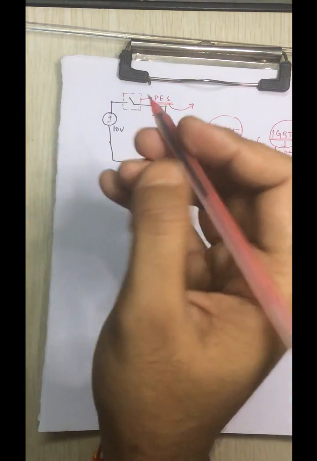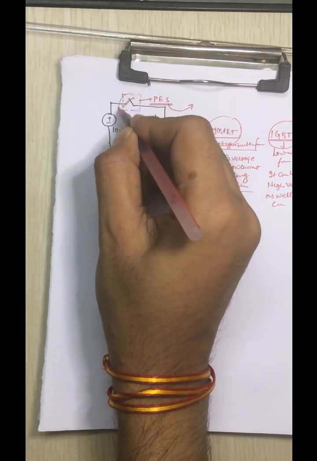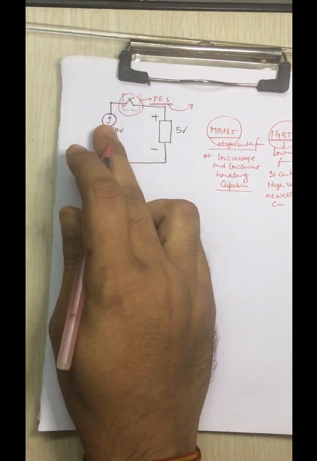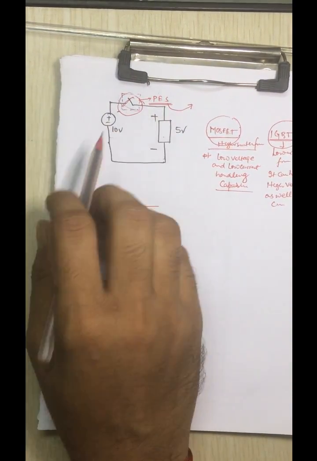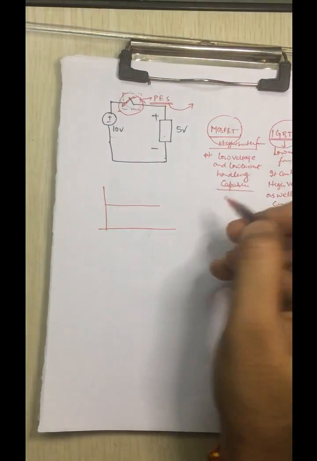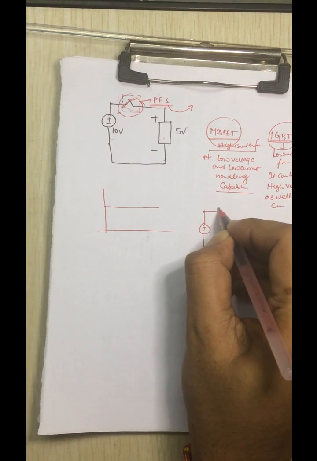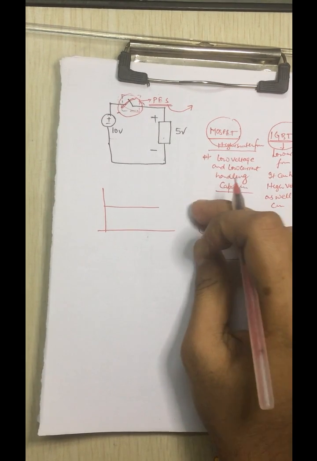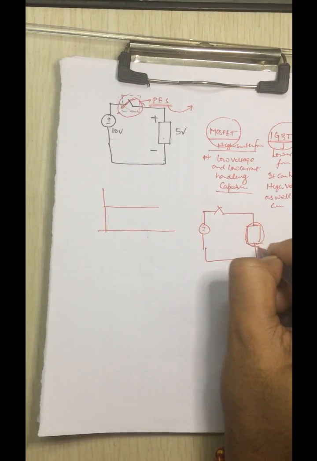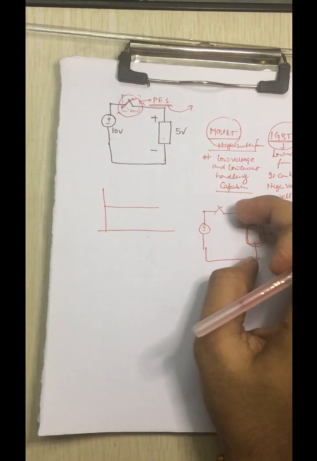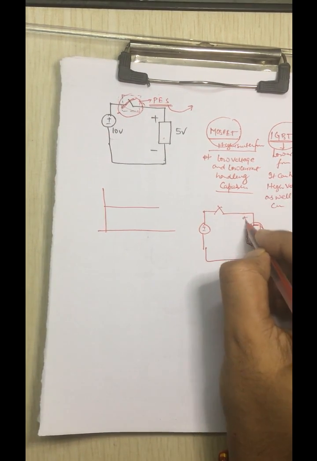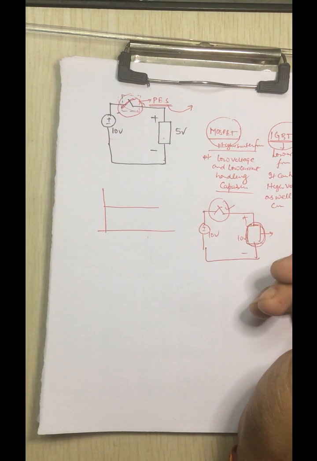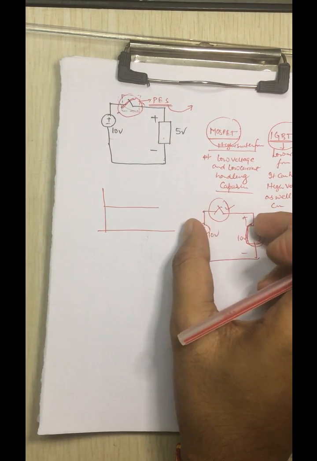Now suppose that this switch is closed. If the switch is closed, the whole 10 volt will appear across this one. So there is no conversion of 10 volt to 5 volt, because if you close the switch, this voltage will come parallelly across this resistance or this load. If the load is resistive, then this 10 volt will appear across this load. So something we have to manipulate over here: how are you going to control this switch? If we control this switch, we can control the duty cycle.